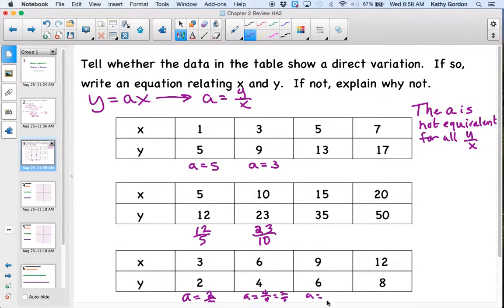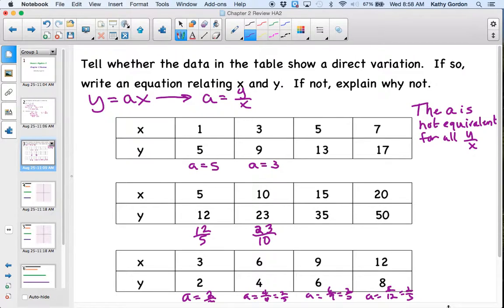Okay, so what's our third set here? 6 over 9, what's that simplified to? Awesome! And our last one? 8 over 12, which simplifies to? Bingo. All of the A's are the same.